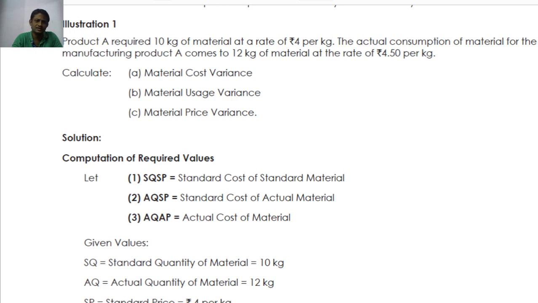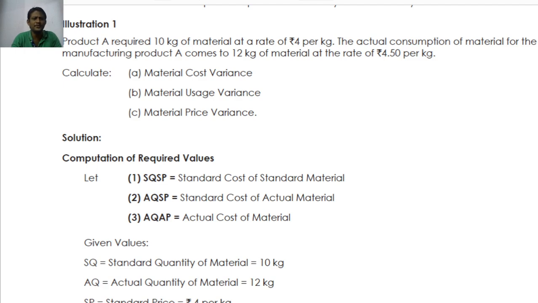Correct? Then what is cost variance, sir? Comparing both the price and the quantity at the same time. How to compare that? What is the standard quantity? 10 kg. What is the standard price? 4 per kg. That is 10 into 4 equal to 40 rupees only. My standard total, how much I have to spend? 40 rupees. But how much did I spend here? 12 into 4.5, which is how much?